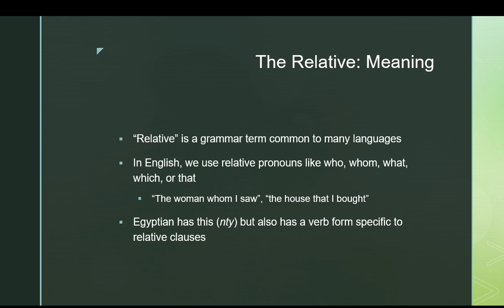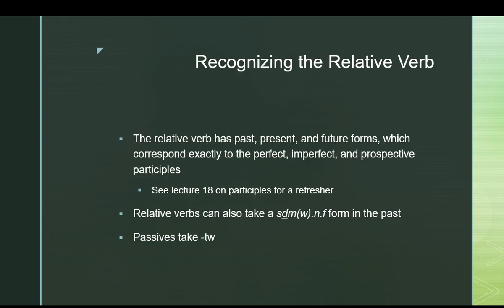Egyptian does have a relative pronoun. Really, it has a whole set of relative pronouns that are conjugated for gender and number, which is neti, and then netat and netut, etc. We have already covered this in a previous video. However, in addition to that, it has a verb form specific to relative clauses in particular that, when used, creates a relative clause just by existing. And we'll get into the differences between these two in a moment. First we need to figure out how to recognize the relative verb. I always like to start with that.